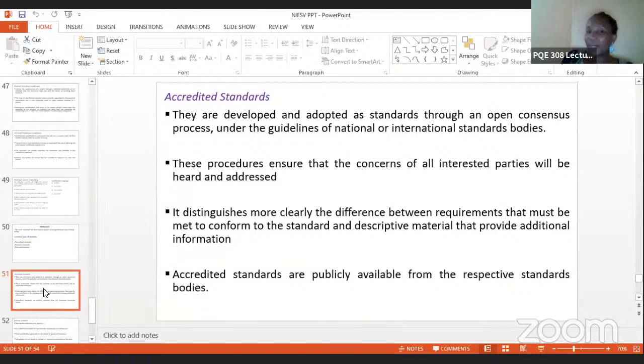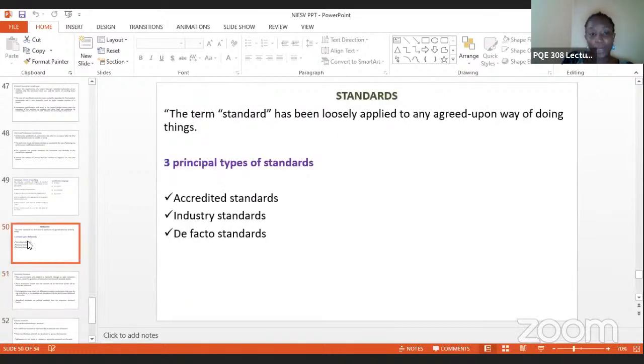So we've talked about construction specifications. So I now say standards are under specifications. If you are specifying, you will definitely refer to some standards. Now we are back to standards, and let me go back. We said standards are terms that have been loosely applied to any agreed upon way of doing things. Something that you agreed upon, and you are now using it as a norm or as a way of doing things. You understand?